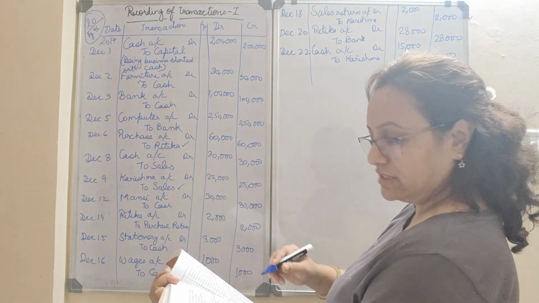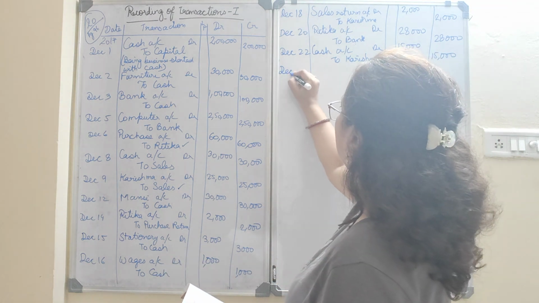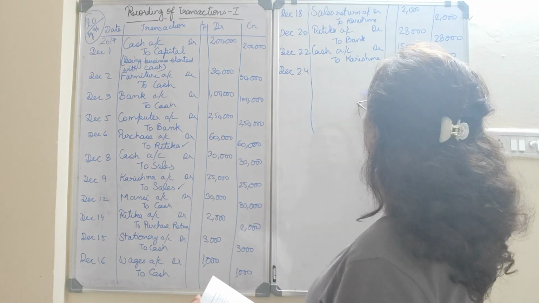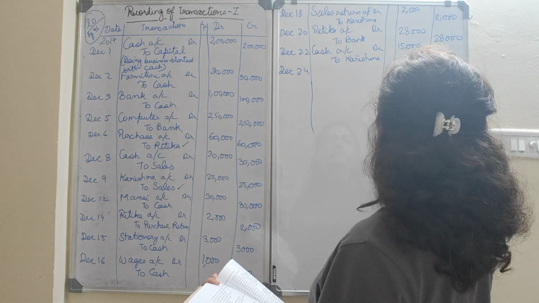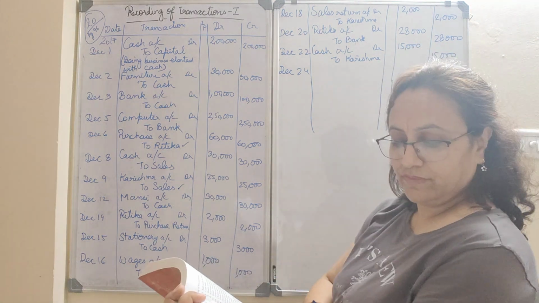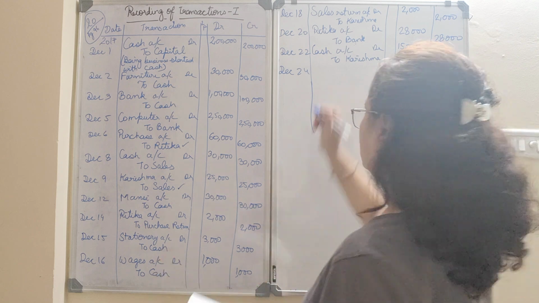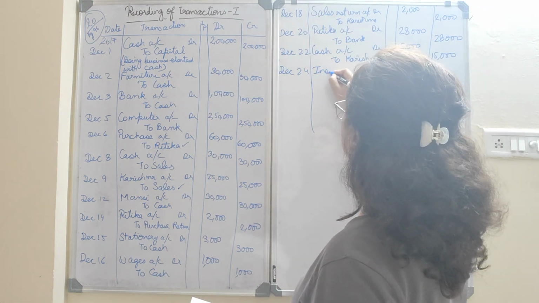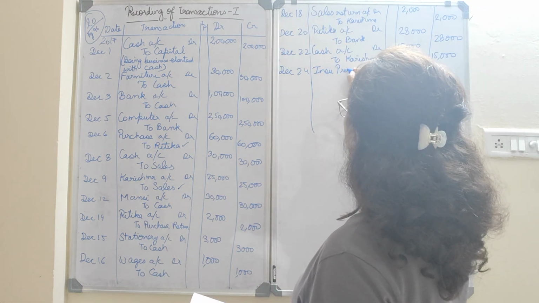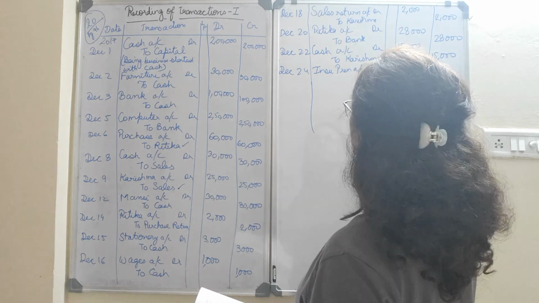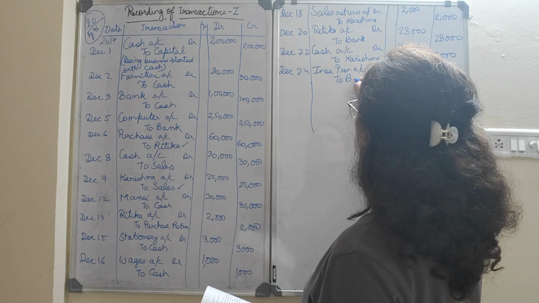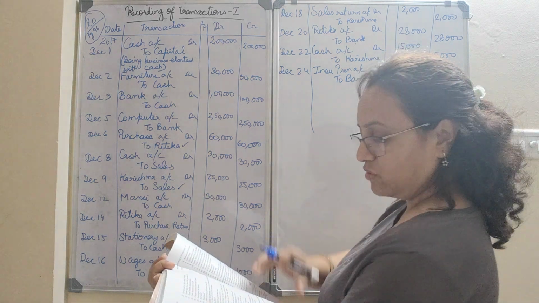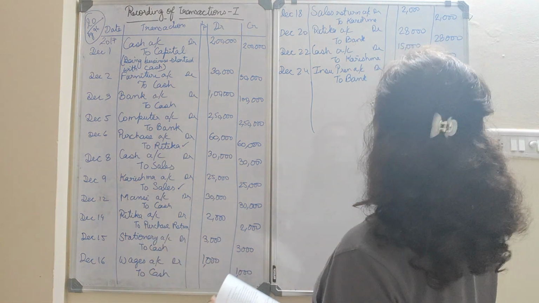Right. Now next, December 24. 24 is insurance premium paid by check. So insurance is my expense. Okay. Insurance premium account debit by check. So bank. How much is it? 4,000.